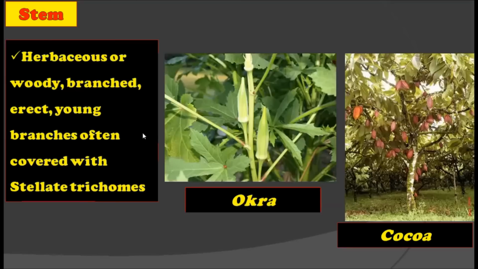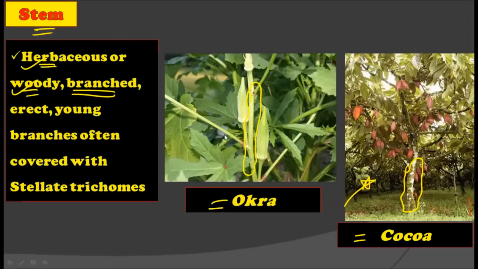All right. Now let's see how the stem of the Malvaceae family members is. Here is the example of okra, which is commonly called bhindi in the Indian markets, and this is the second example of a cocoa. This cocoa plant is also economically very important because the majority of chocolates come from this particular plant. The stem of the Malvaceae family members is herbaceous or woody. As you can observe, in okra you will find the herbaceous stem, while in cocoa you will find the woody stem. That is why both herbaceous as well as woody stems are found in the Malvaceae family members.